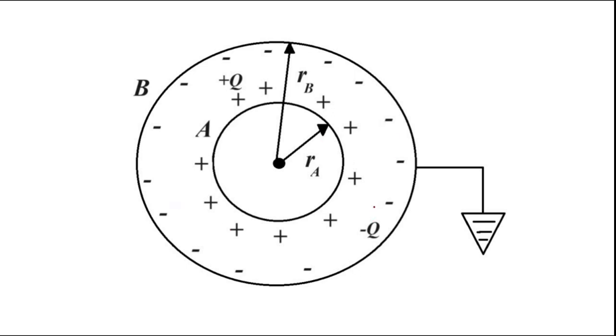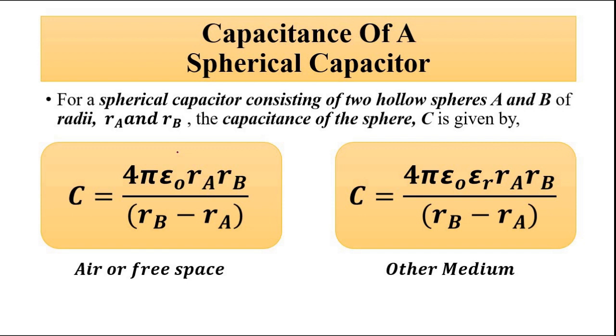Another important thing, the outer surface of sphere B, the outer sphere, is earthed. So the positive charge which develops on the outer side goes to the earth. This is the basic construction of a spherical capacitor. The capacitance of a spherical capacitor is given by C = 4 pi epsilon 0 Ra Rb divided by (Rb minus Ra), where Ra and Rb are the radii of spheres A and B.